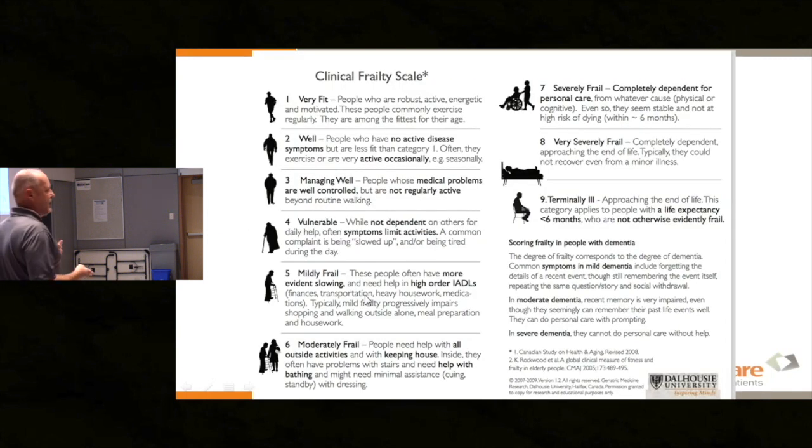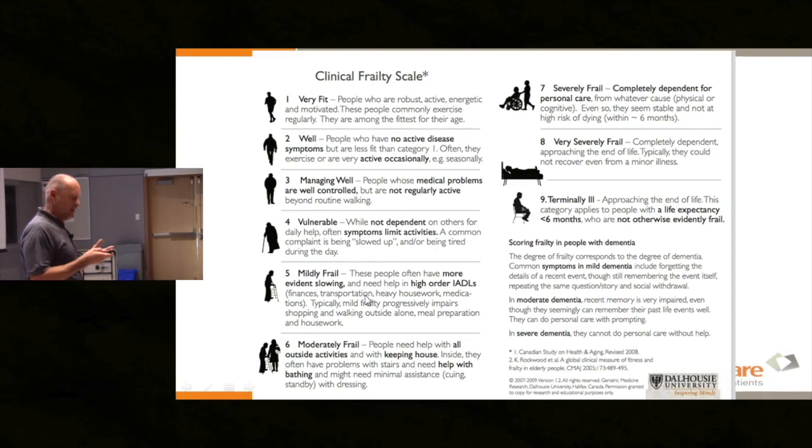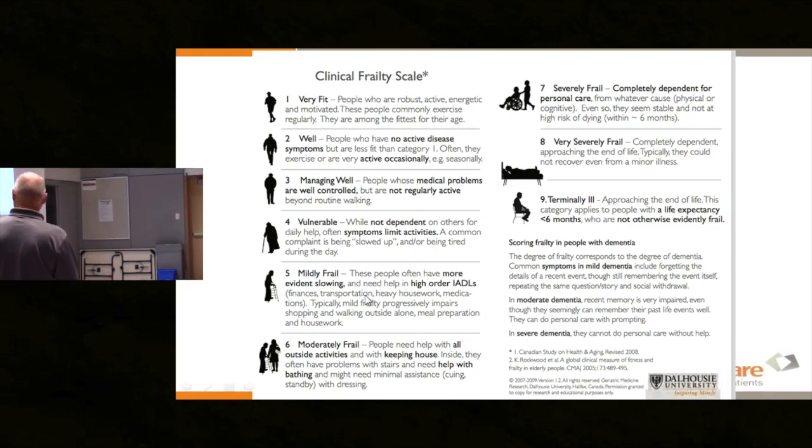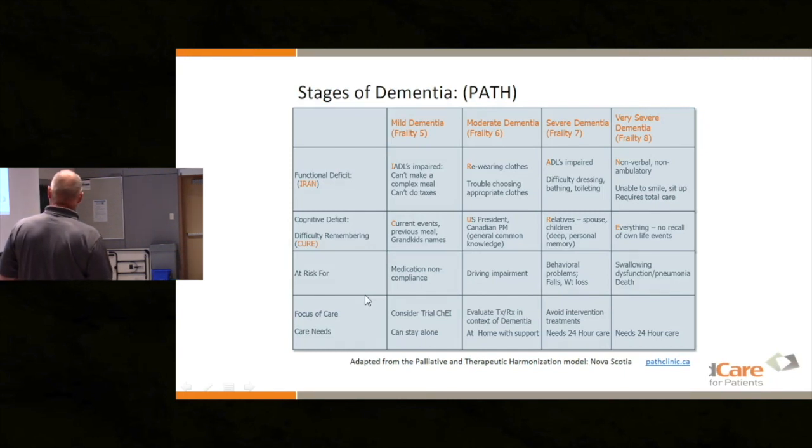So here's the frailty scale. I think most people are familiar with that, but it's important to recognize that people in care homes are generally severely frail or very severely frail. And they are in that last phase of life. And so that's the context we're working in and reviewing medications. And also stages of dementia. You'll see severe frailty. You'll recognize that the residents we're working with are way over on this side.